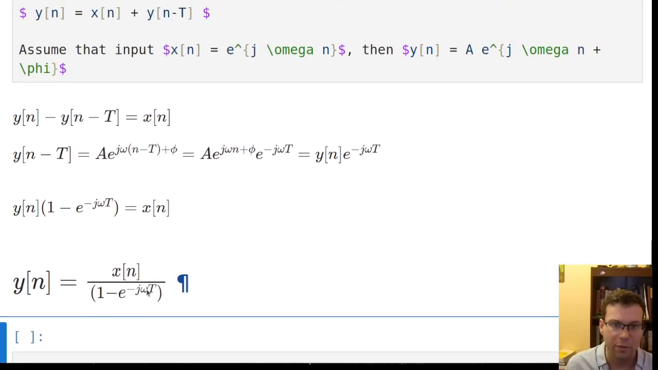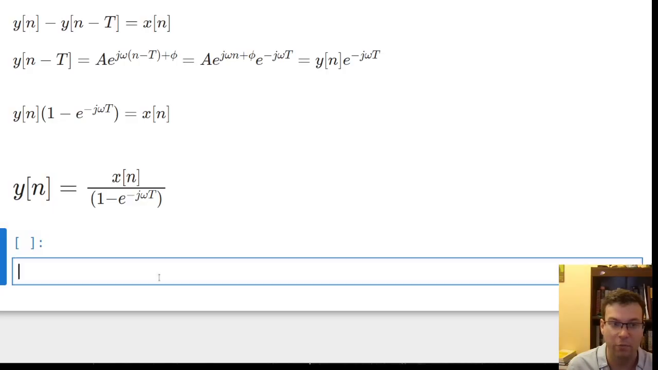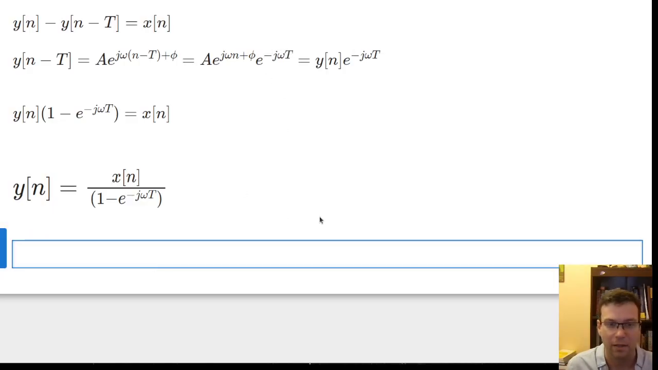And so now it's a little bit clearer to see what might happen here. Because if I have a denominator of 0, this thing is going to blow up, right? I put in a particular x of n with just the right omega, and turn the denominator to 0, this whole thing is going to blow up. So let's see, what omega would make this 0? What would have to happen is that omega times t would have to be equal to some integer multiple of 2 pi. So I'll say 2 pi times k.